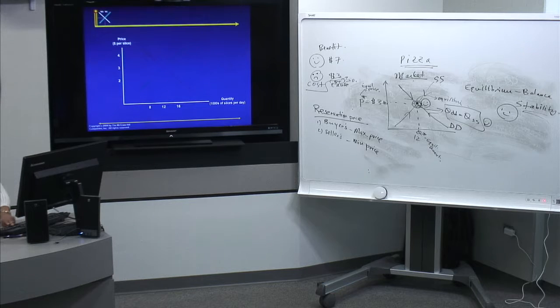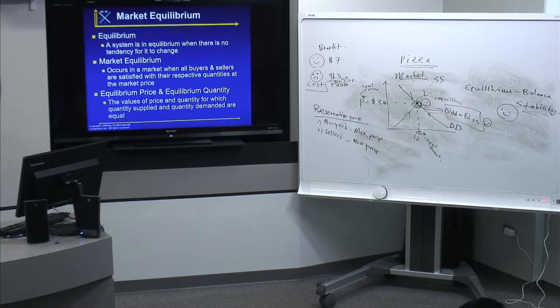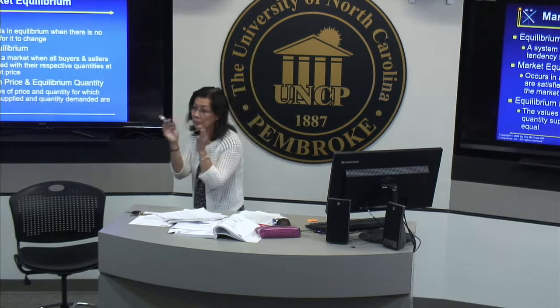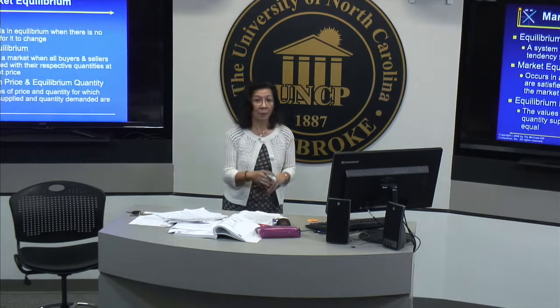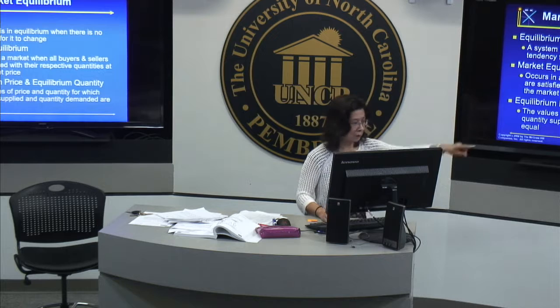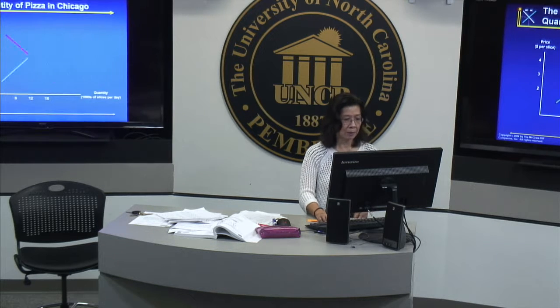Okay, so let's go back there. Market equilibrium happens in the market where all the buyers and sellers are satisfied, otherwise known as happy, with the respective quantities at the market price. Given that it's $3, we're happy to sell you 12. Period. Given that it's $3, I'm happy to buy 12 units. You hear the word happy, happy, happy. Equilibrium price and equilibrium quantity, we talked about that already.